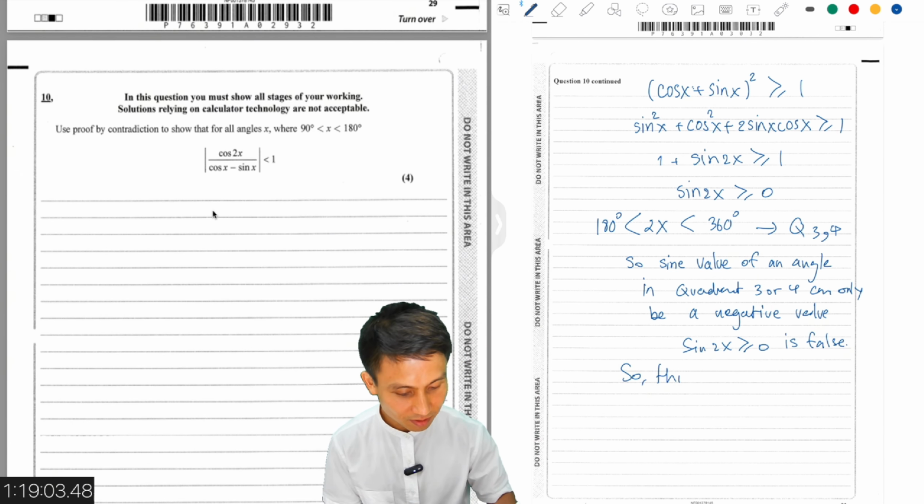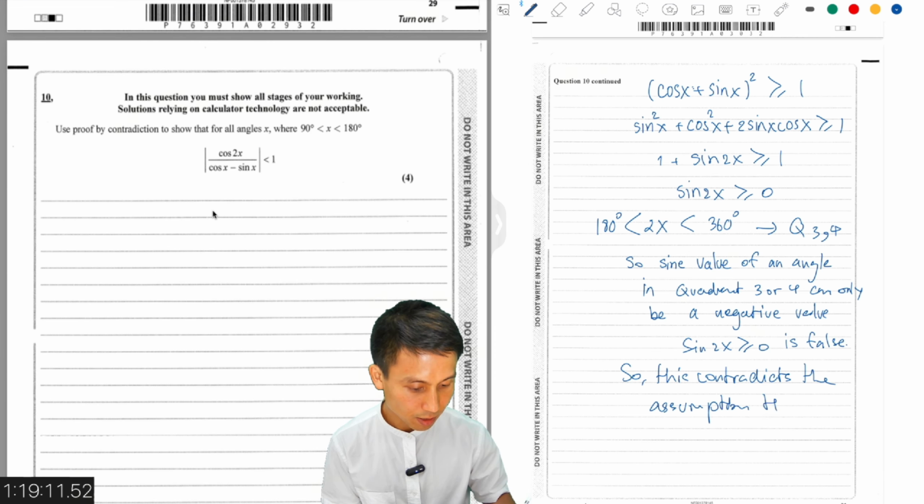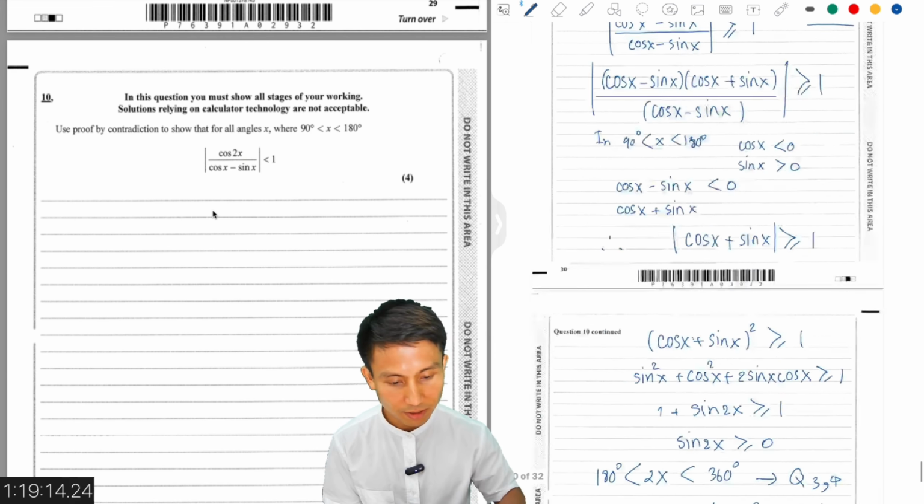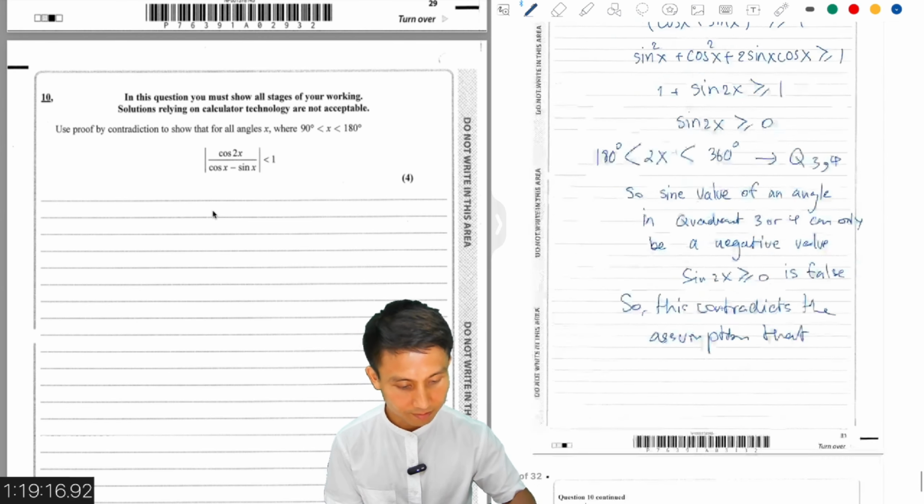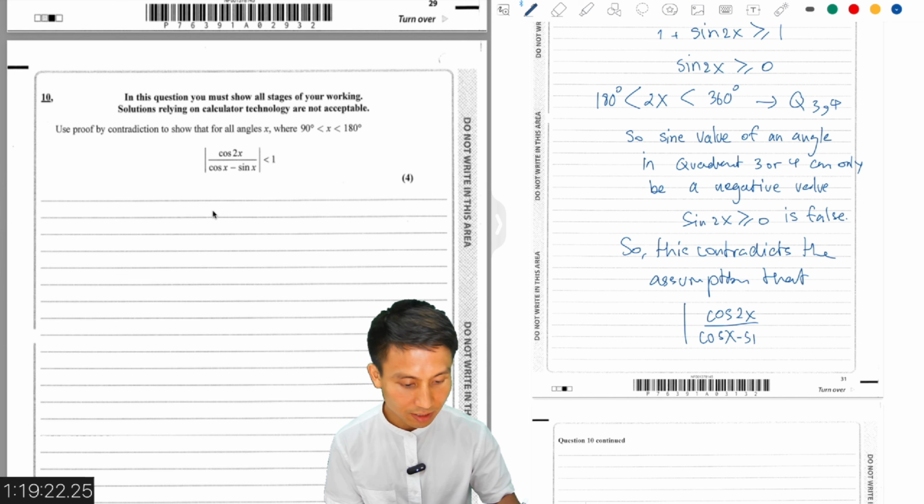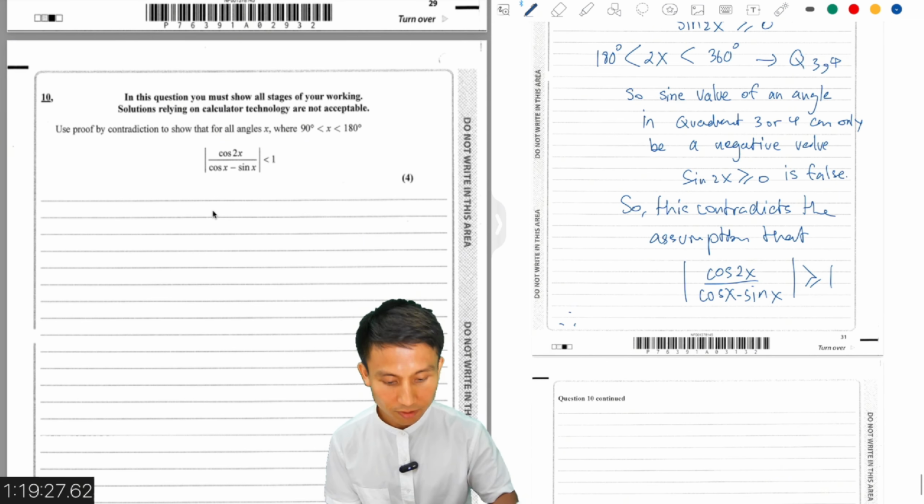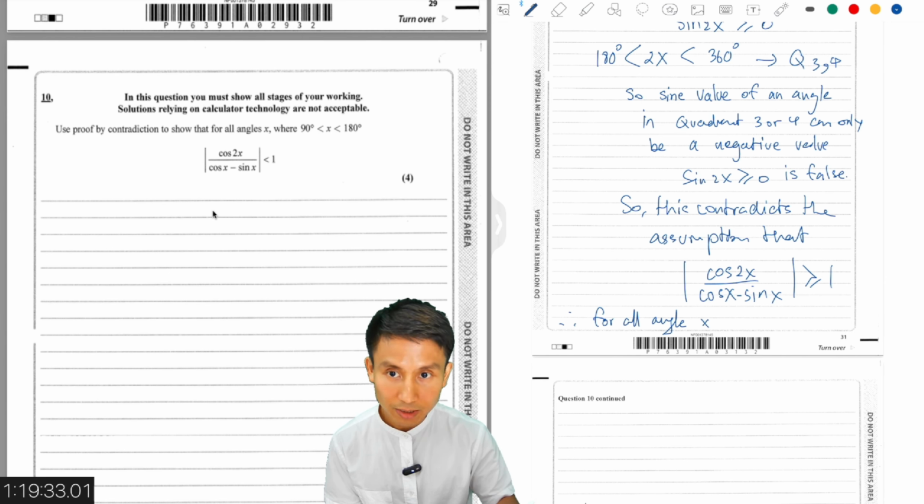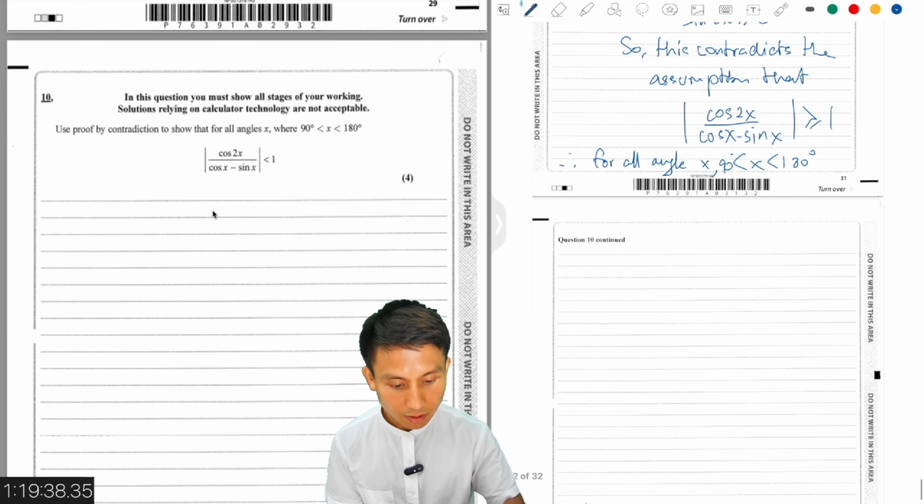So this contradicts the assumption that the modulus of cos 2x over cos x minus sin x is greater than or equal to 1. Therefore, for all angles x in this range, that is true. Yeah? We got it.